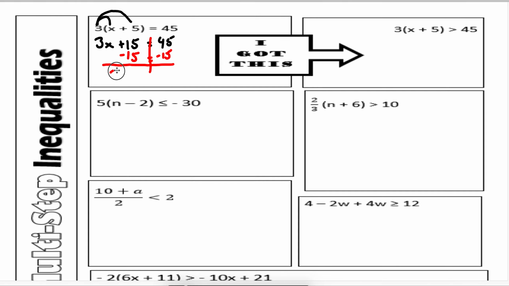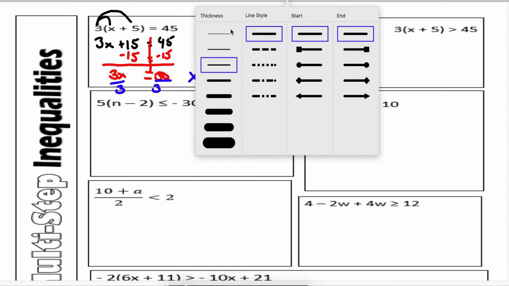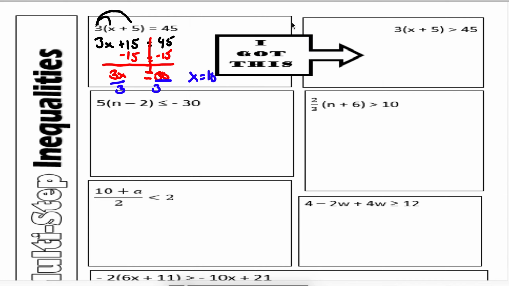and we get 3x equals 30. Then we got to do our last step of getting rid of this 3, so we divide by 3. X equals 10. Okay? Pretty simple, pretty straightforward. If you can do that, you can do this.